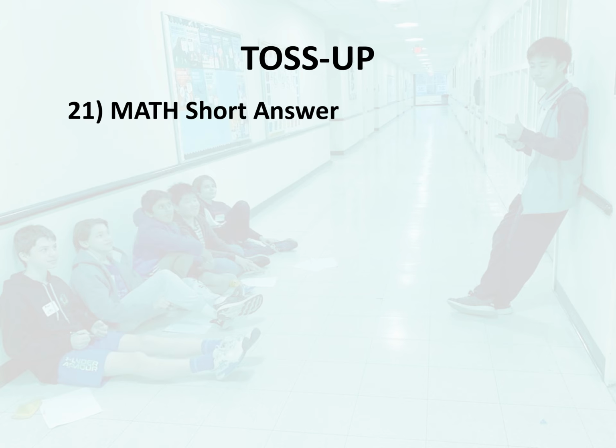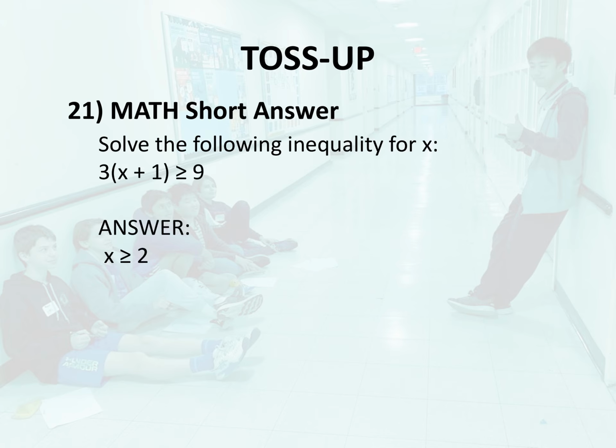Toss-up 21. Math. Short answer. Solve the following inequality for x. 3 times the quantity of x plus 1 is greater than or equal to 9. Answer: x is greater than or equal to 2.